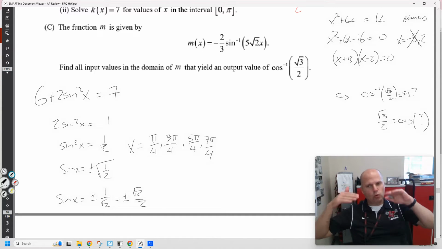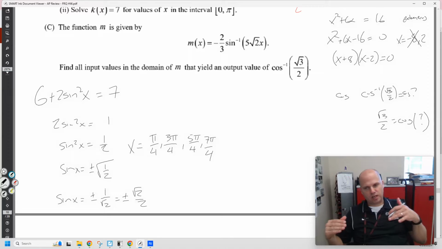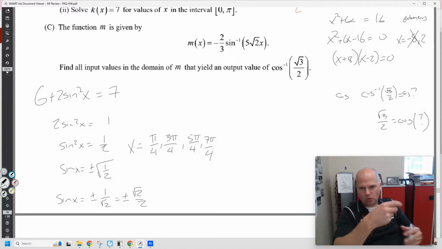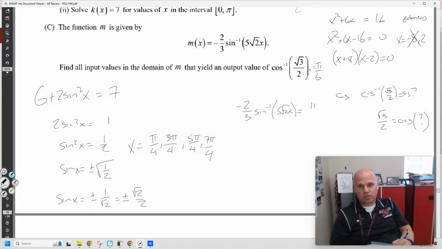However, they only produce angles in certain quadrants. It'll always be in the first quadrant. And then if it's sine inverse or tan inverse, it's going to be in the fourth quadrant, negative values. And if it's cos inverse, it's going to be in the second quadrant. So when does cosine equal root 3 over 2? That's at pi over 6. So we're trying to figure out when does this equal pi over 6?